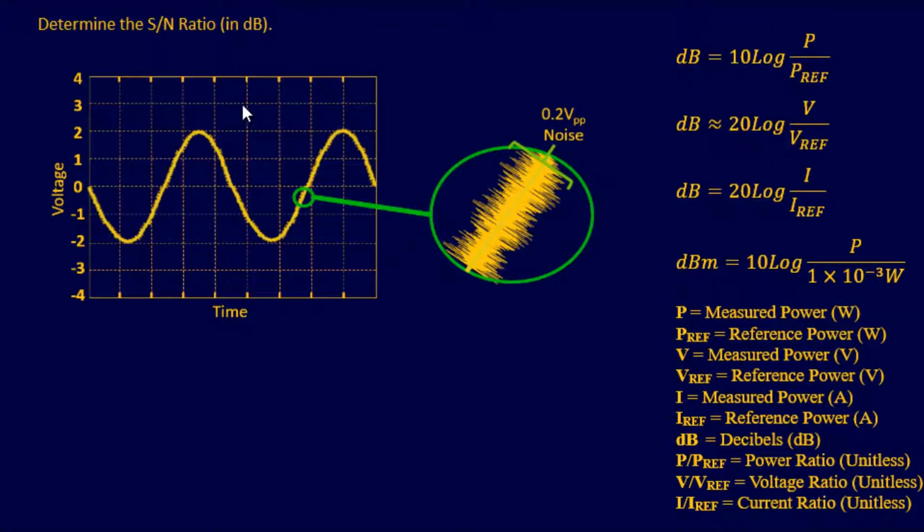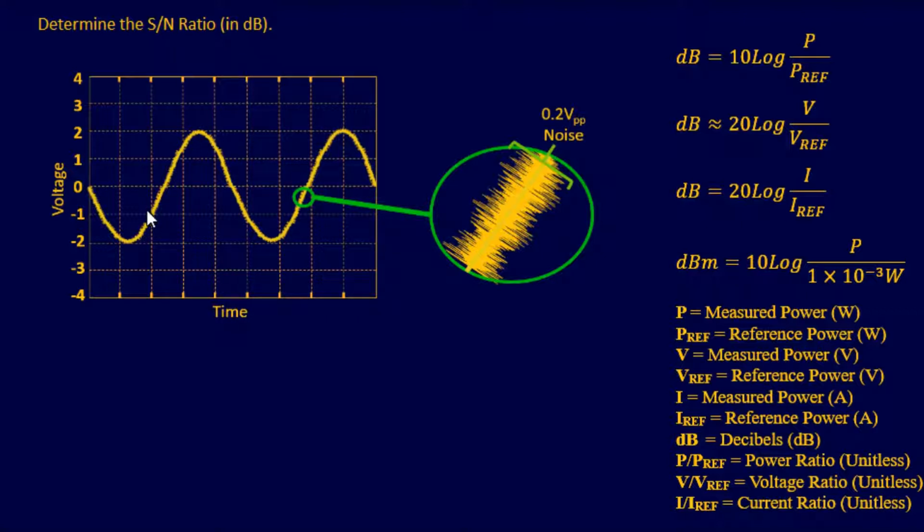Alright, for our first one, let's start with a relatively easy problem. Right now I have an oscilloscope, and it shows a simple sine wave, and I have my signal, and I have my noise. For this one, we want to determine the signal-to-noise ratio in decibels. So we're going to do it in both. We're going to show ratio and decibels, just because we can.